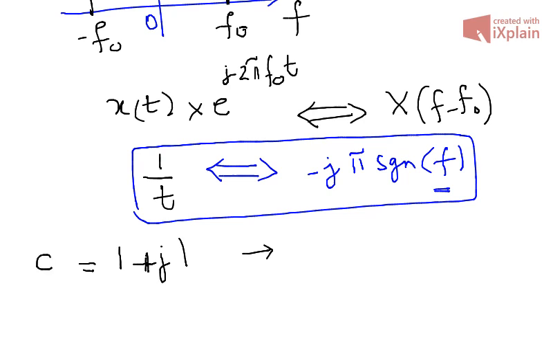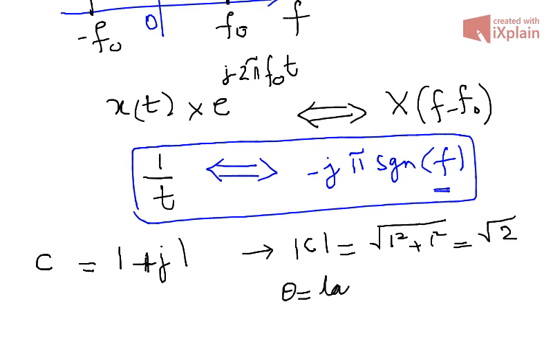So it has a magnitude. What is the magnitude of this? 1 square plus 1 square, right? So this is the magnitude, and you have the phase, which is tangent inverse of the imaginary component over the real component, right? In this specific example, it is 45 degrees.